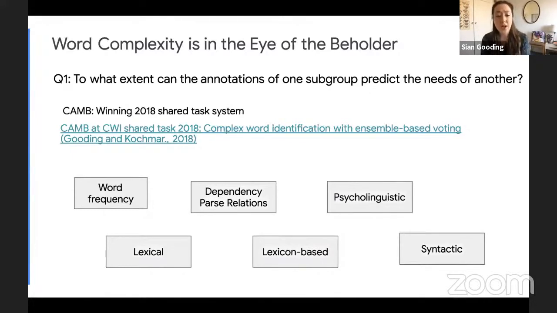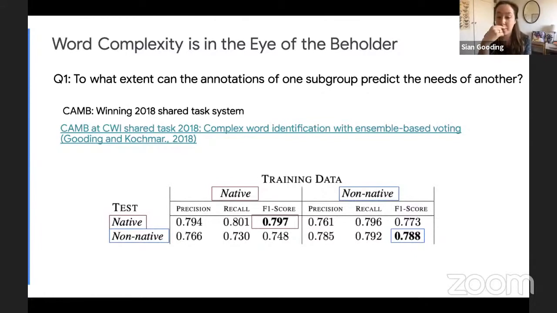Also, we wanted to look at whether these features had any bearing on whether particular audiences would find a word complex. To answer this question, to what extent can the annotations of one subgroup predict the needs of another, what we did was very simple: train the system with the annotations of one subgroup, and then see how it performed when predicting the needs of other subgroups. To start off with, we just split it between native and non-native.